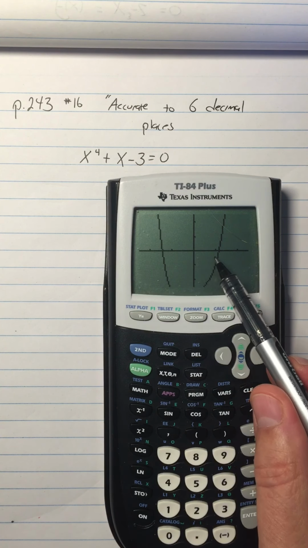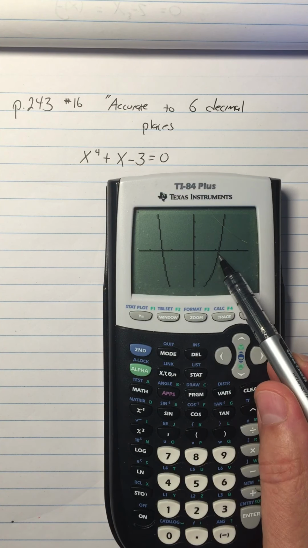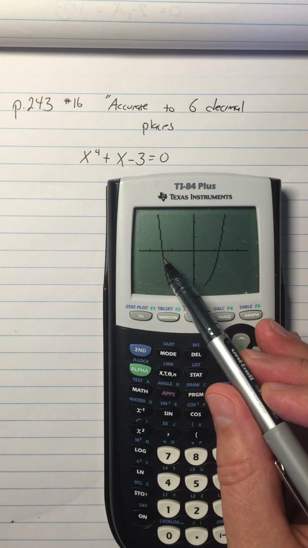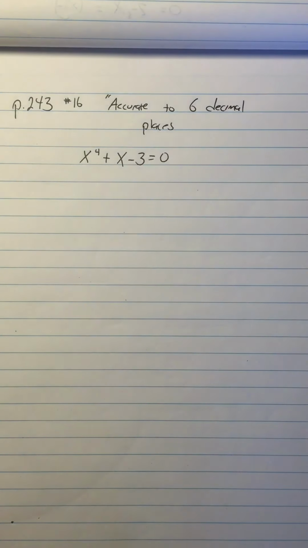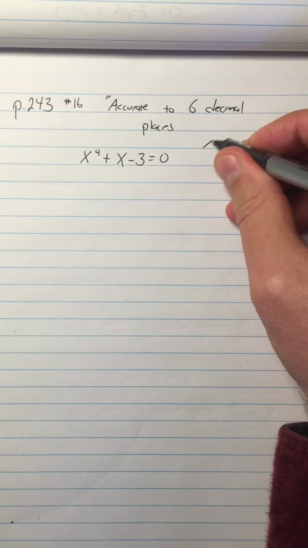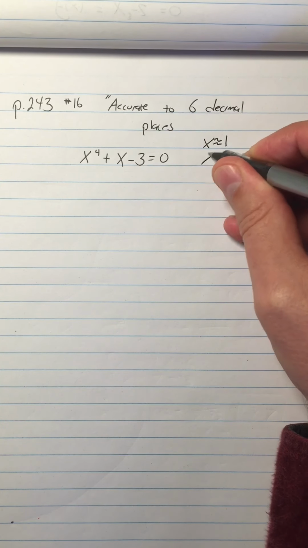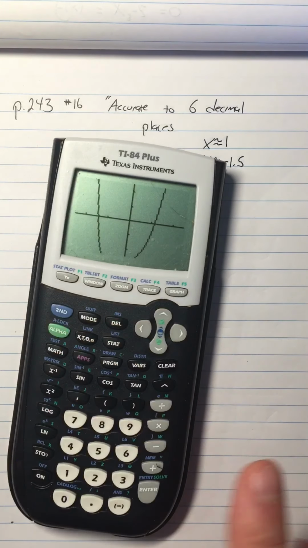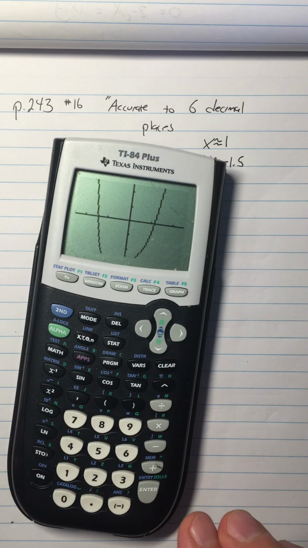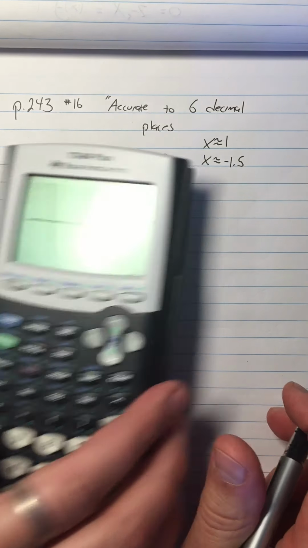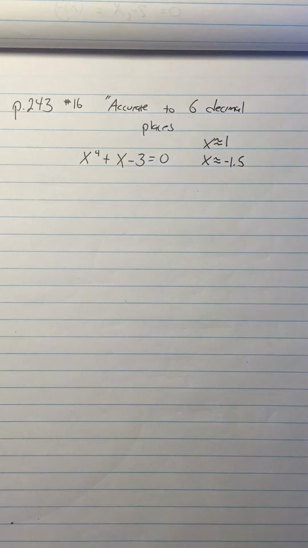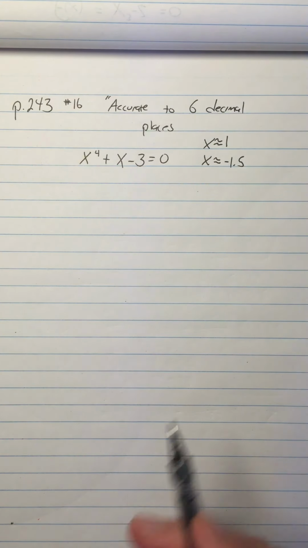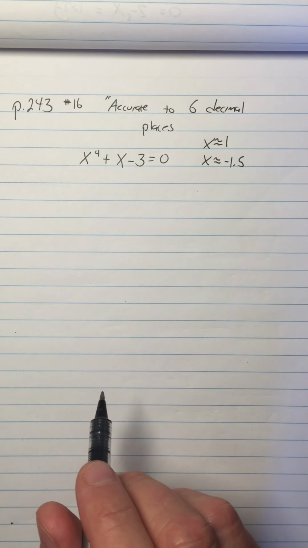This intercept looks like it's close to 1, and this intercept is close to negative 1.5. So we're going to start by looking at the graph and saying x is approximately 1 and x is approximately negative 1.5. Of course, once we have the graph up here, we could just type second calc, I think it's root or something, second calc root. But our purpose here is to understand how the calculator does that. How do you write a program that solves these kinds of equations?